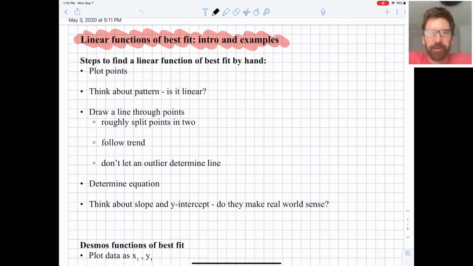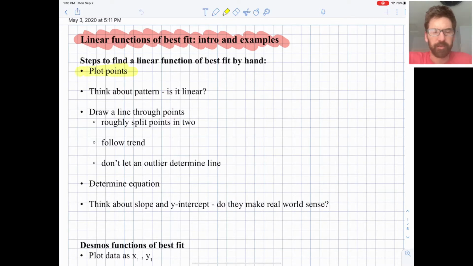All right, this is a video on finding linear functions of best fit, and I'll start off with an introduction, some steps to follow, and then we'll do an example both by hand and on Desmos. Okay, so I have a whole list of steps to follow. Probably good to have in your notes, write these down. But let's go through them.